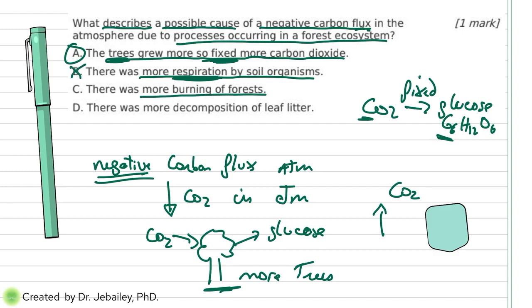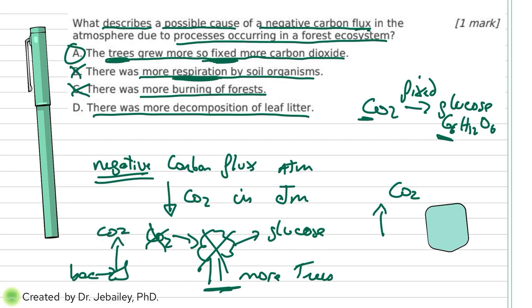There was more burning of the forest. If you're killing the trees, that means less carbon dioxide is being absorbed, which means more CO2 will stay in the air. Nope. There was more decomposition of leaf litter. No, because even the bacteria, when it's eating the leaf, is releasing CO2 into the air. So it's definitely not these, and it has to be only A. So again, I already knew that it's A, but it's important that you read the other ones because sometimes there might be two answers that are very right, but one is more specific.